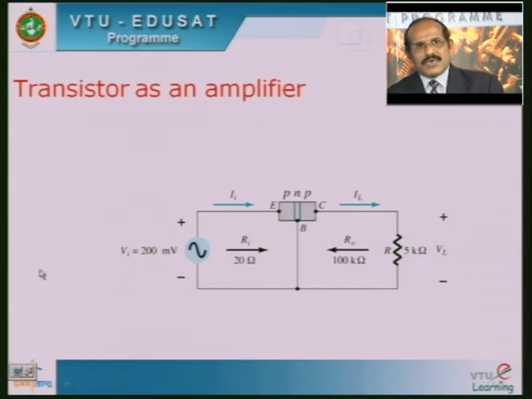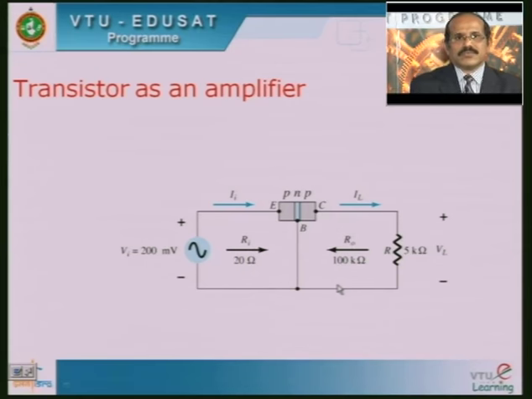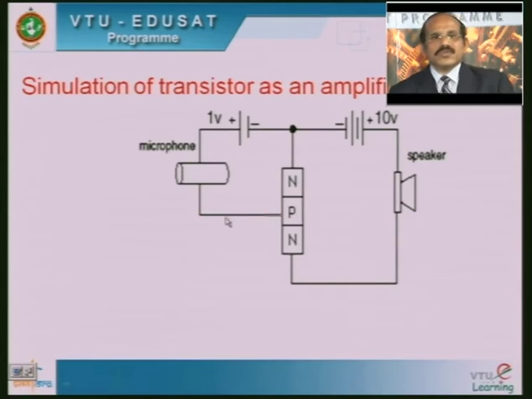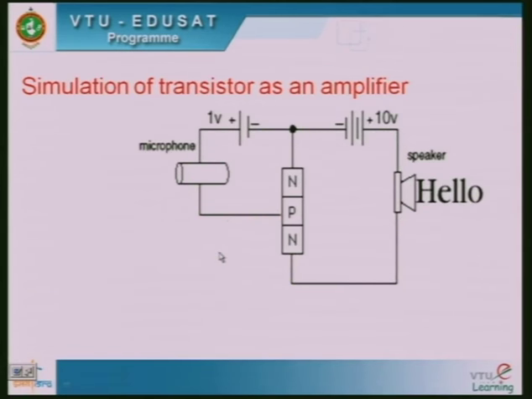In the CB configuration, this particular slide shows a PNP transistor working as an amplifier, with an applied AC signal of 200 millivolts. The input resistance is very low, in the range of 20 ohms, and the output resistance is very high. Usually for CB configuration it is high, that is 100 kilo ohm. This is the input current, and this is the output current, designated as IL, which is nothing but IC. So this is how a transistor in CB configuration can act as an amplifier.